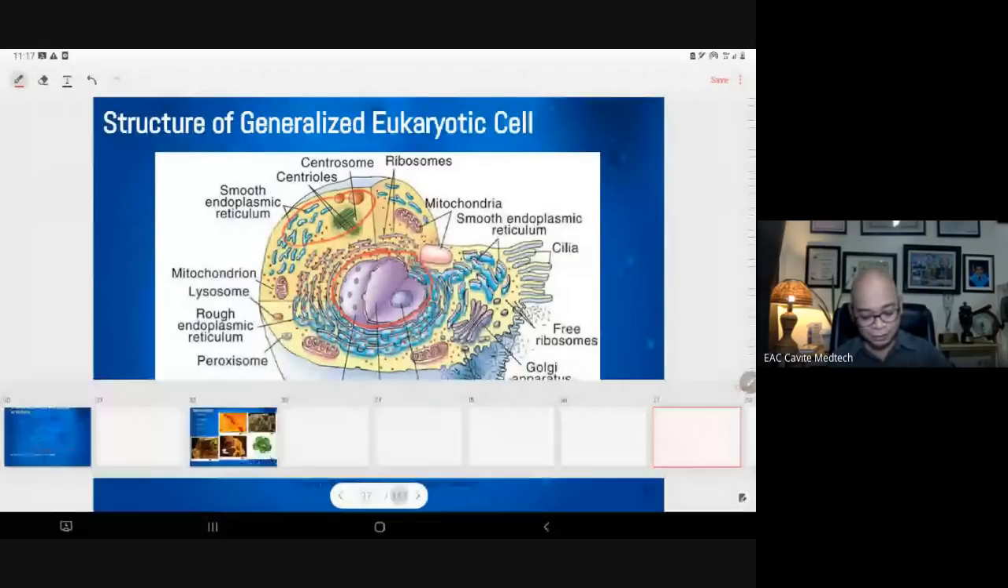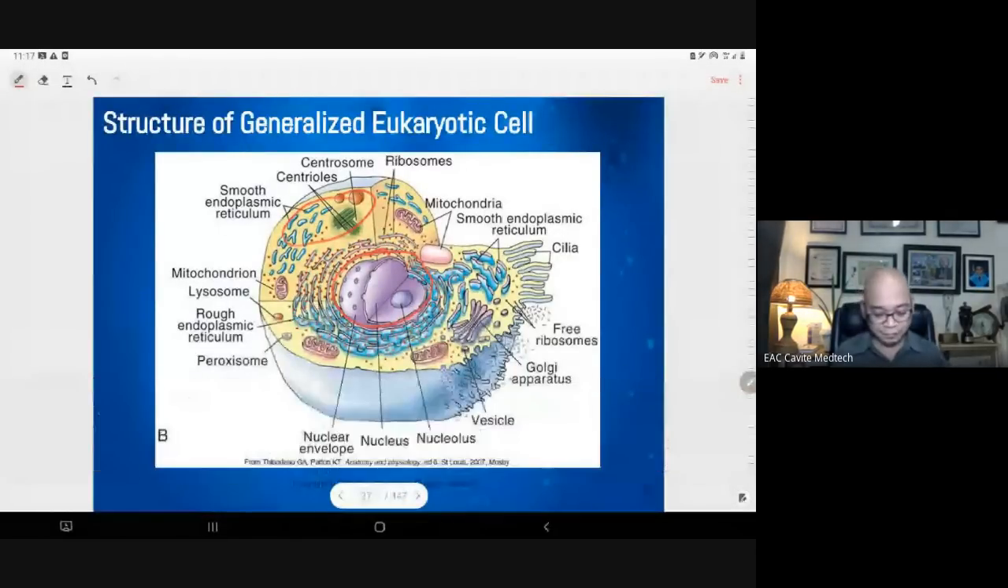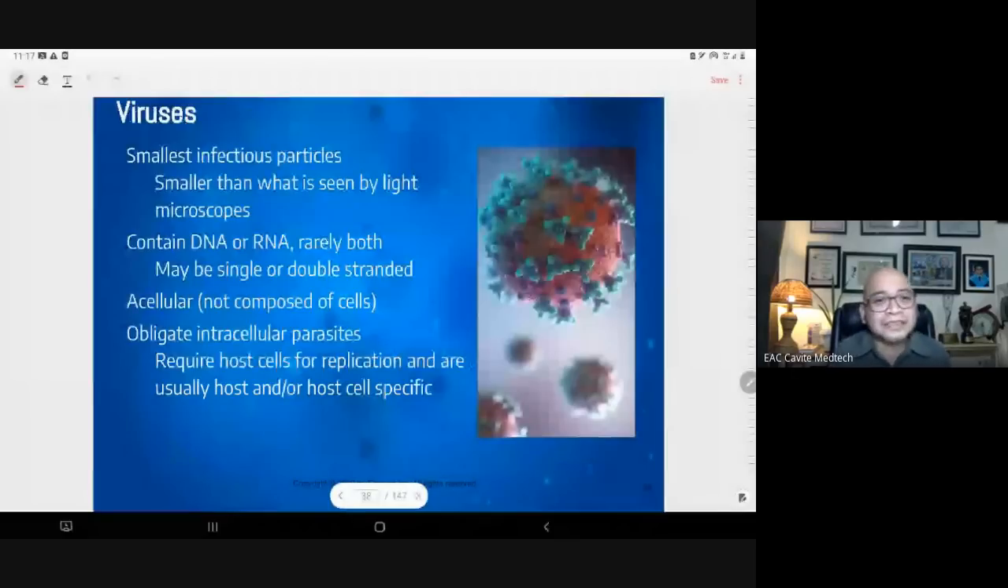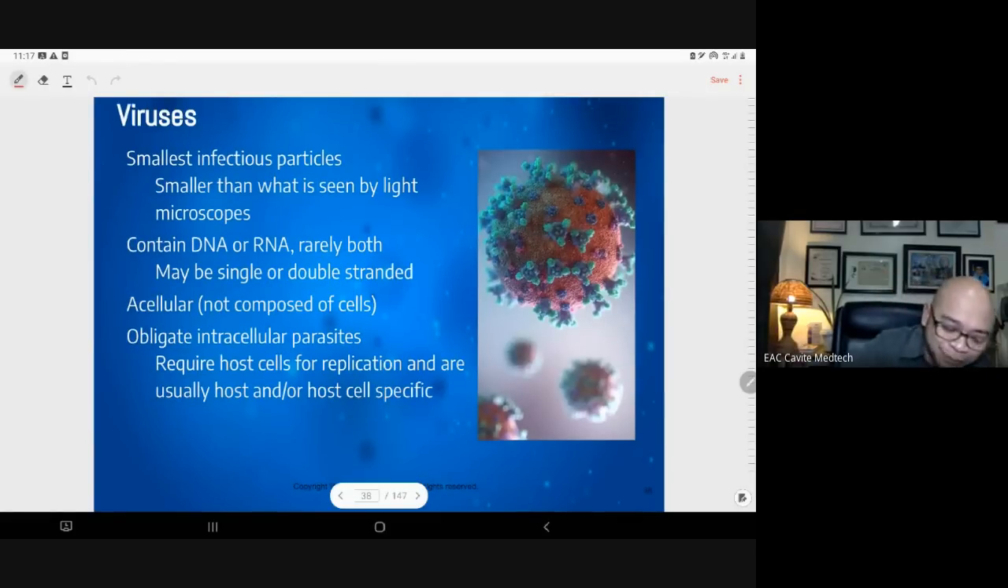Okay, so now let's talk about viruses. Viruses are another type of microorganism, and they are considered one of the smallest infectious particles, but they are not the smallest. No, the smallest are the prions.